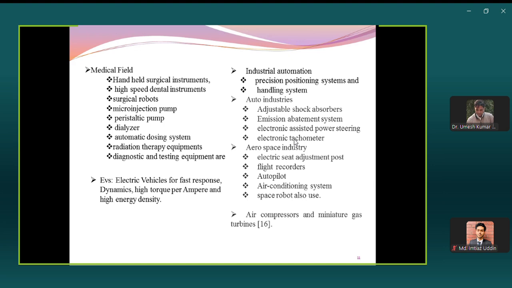Similarly, we have an emerging field which is now taking a wide research area, that is electric vehicles. BLDC motors are mostly used in electric vehicles due to their fast response and higher dynamic capacity, higher torque to weight ratio, higher power density, and better control facility. Other applications are also here.